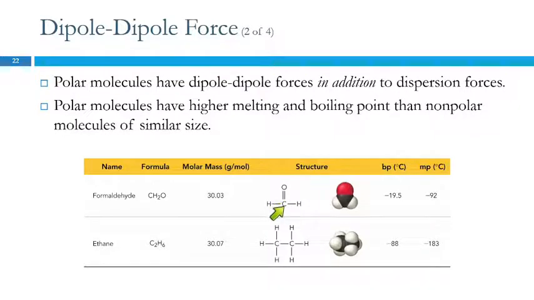There are no lone pairs, so the first condition is met. But are all of these atoms the same that are bonded to the carbon? No, they're not. The oxygen is different. And so that tells me that this is a polar molecule.